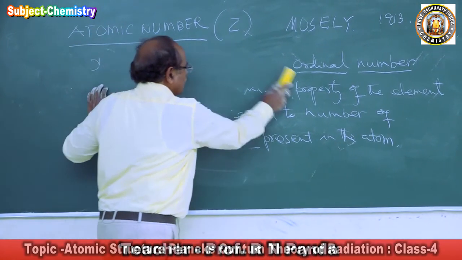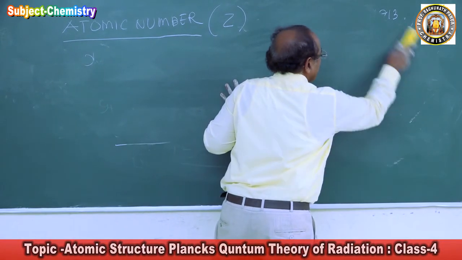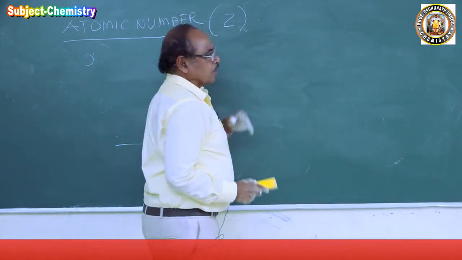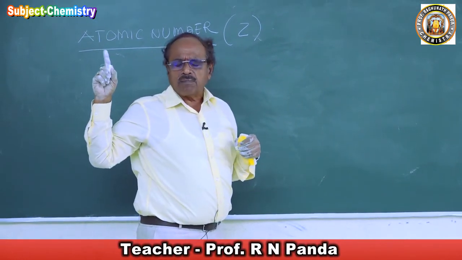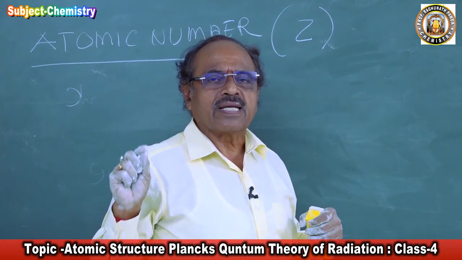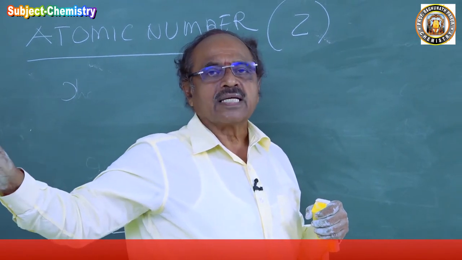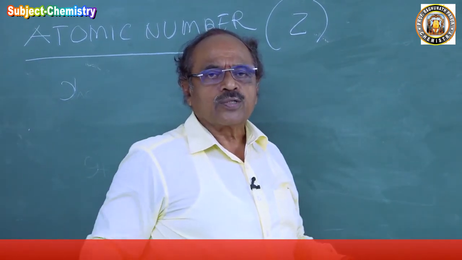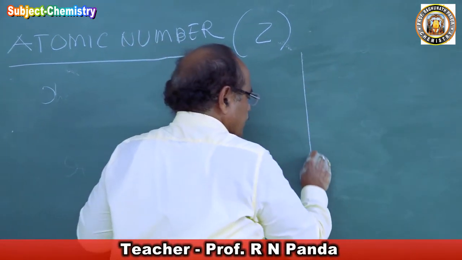And how was this confirmed by Moseley? Now the atomic mass, electrons and protons were discovered. Mendeleev proposed the Mendeleev periodic table. The physical and chemical properties of the elements are a periodic function of the atomic mass. He arranged the periodic table according to atomic mass. So now the question came into the minds of scientists.